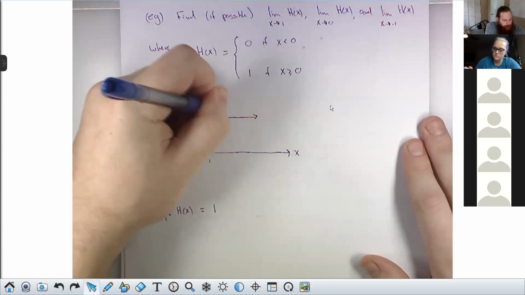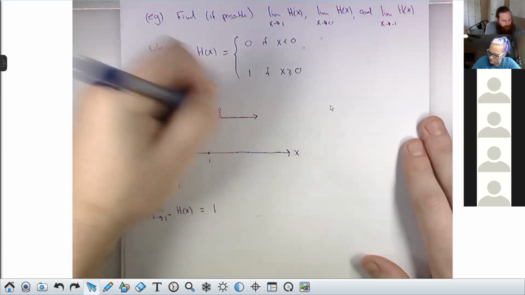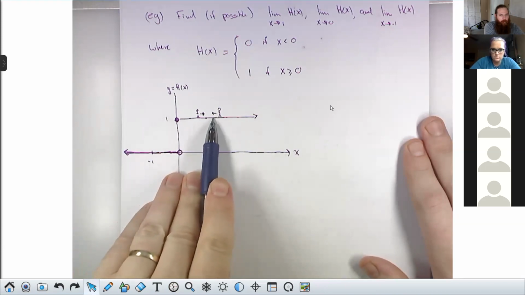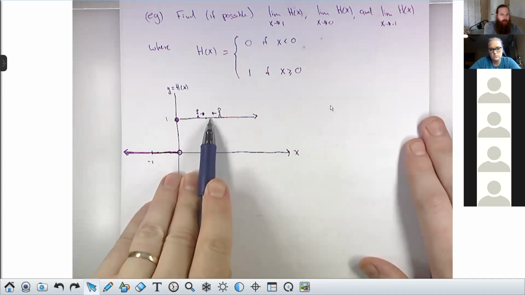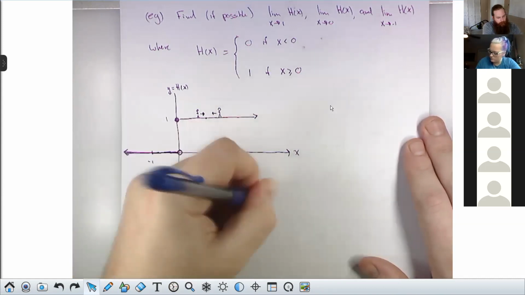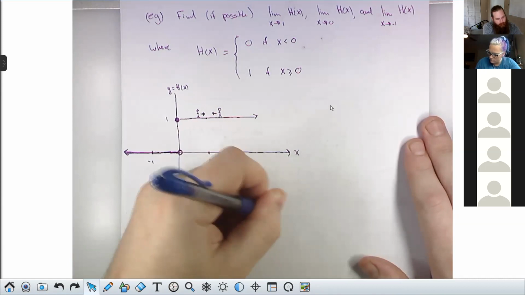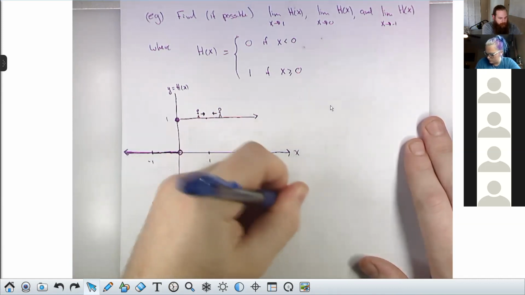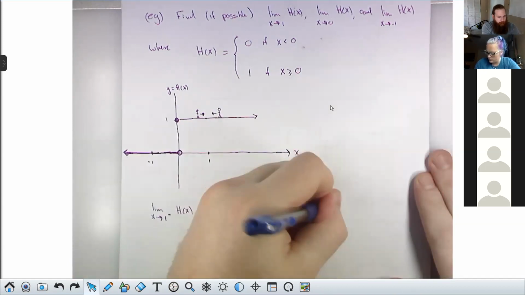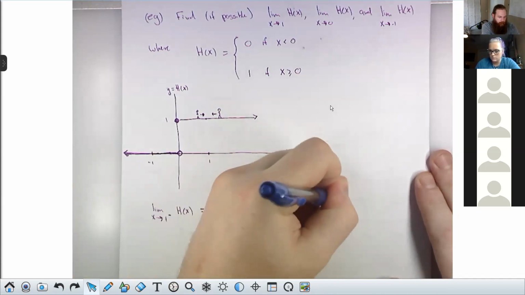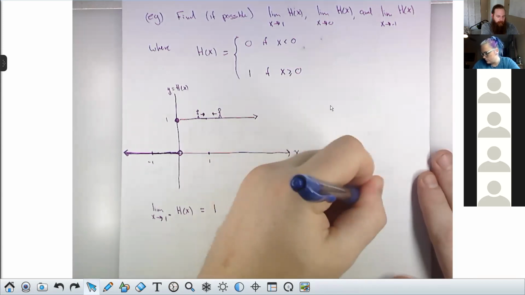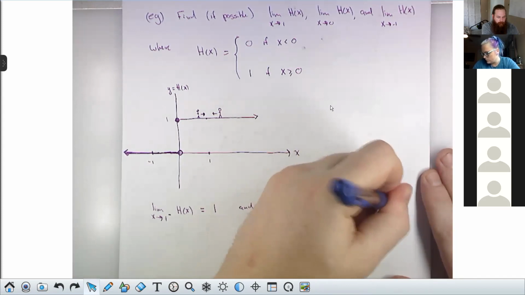What if I'm coming in from this way? Well, right here, my y value is 1. Right here, my y value is 1. As I get closer and closer to this point, my y value is staying 1 there also. So the limit as x approaches 1 from the left and from the right of h of x is 1. So because these are equal, the overall limit does exist, and the limit as x approaches 1 of h of x is 1.